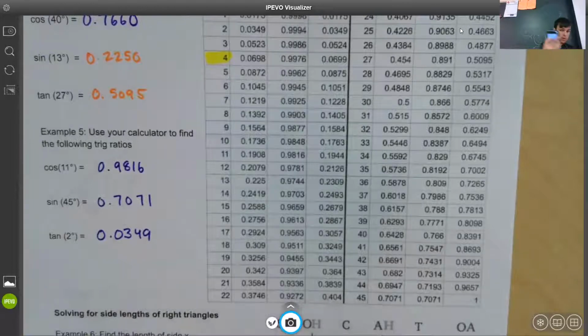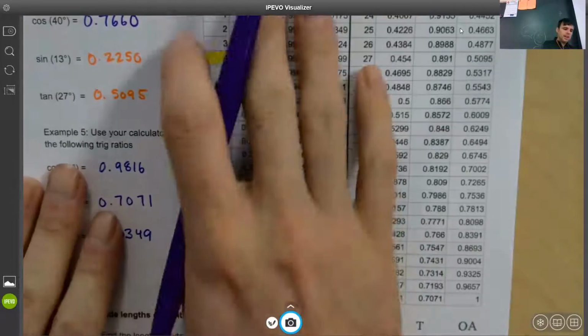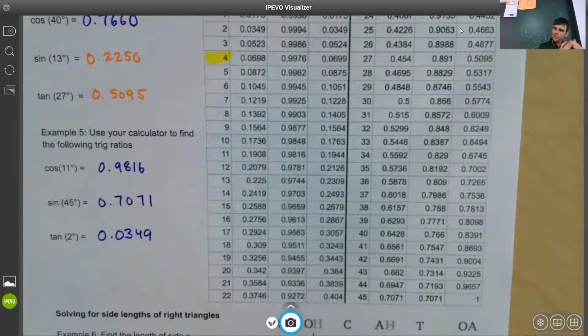So for the most part, we will be using our calculators, but I thought it was useful to kind of examine this table and see where it used to exist. You know, it would literally be someone's job to sort of make these triangles and measure them accurately and then create these, you know, decimal approximations. Kind of cool.